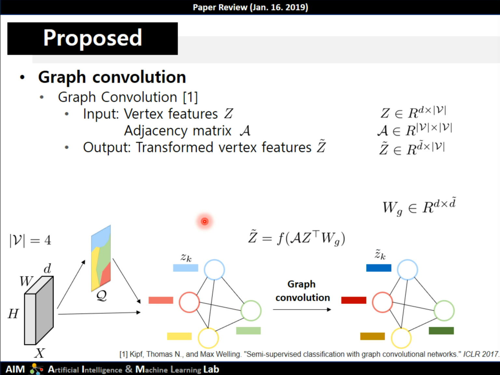The graph convolution takes the inputs of vertex feature Z and the adjacency matrix A and produces transformed vertex features Z tilde. Then we make use of the graph convolution operation proposed by Kipf et al. in ICLR 2017 to propagate information on the graph. The function f can be any nonlinear activation function. In this paper, they use batch normalization with ReLU. So, we can get the transformed vertex features Z tilde from graph convolution.